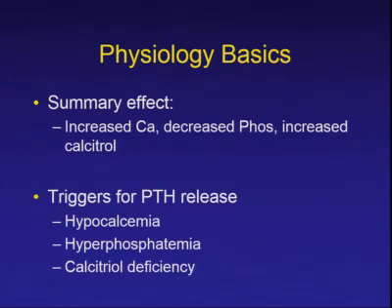Therefore, it makes sense that the triggers for PTH would be the opposite of each of these. Low calcium will trigger PTH, a high phosphorus will trigger PTH, a low calcitriol level will trigger PTH, and PTH will then correct each of these through its normal physiologic effect.